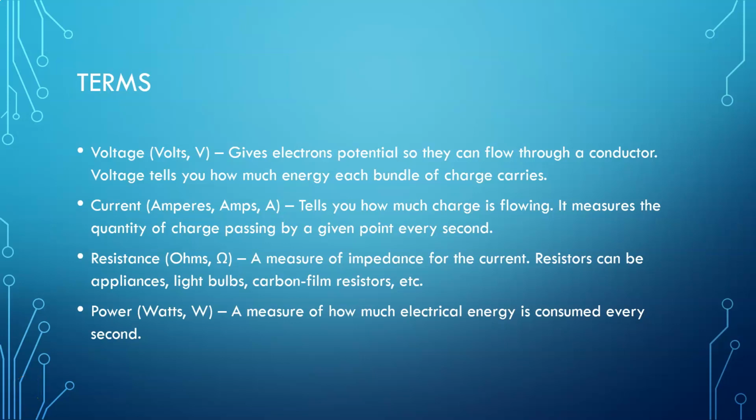So these are the four terms that are going to guide your way through electric circuits: voltage, current, resistance, and power. Along with their terms, there's also the units for them: volts for voltage, amperes or amps for current, ohms for resistance, and watts for power.